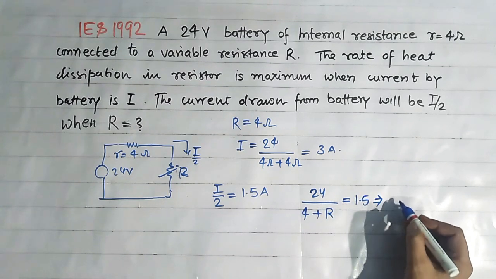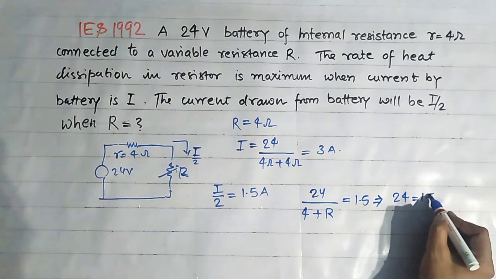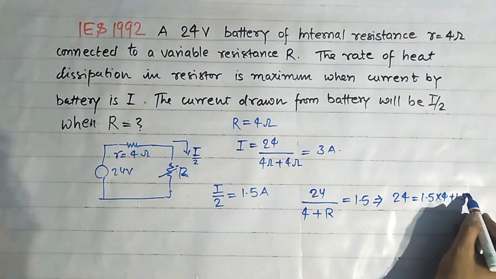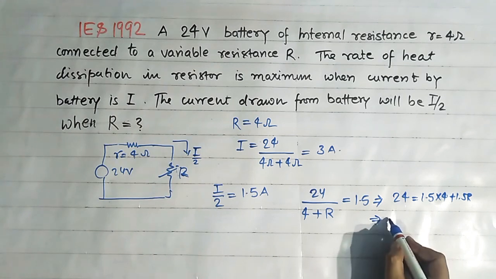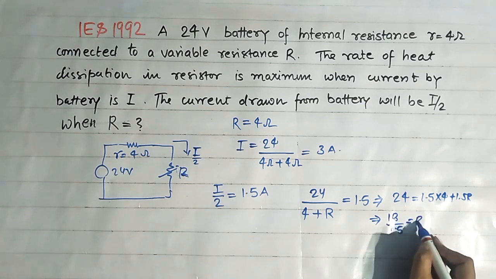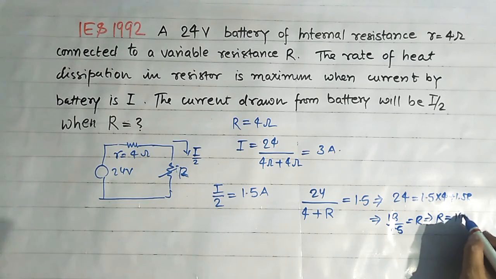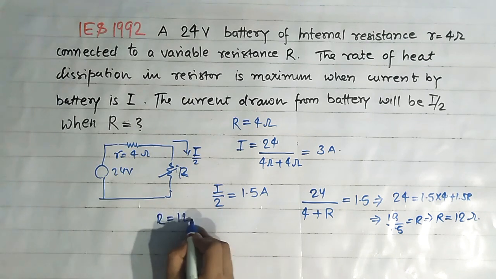So from this, 24 is equal to 1.5 into 4 plus 1.5 R. So that is equal to 18 by 1.5 is equal to R. So we get R is equal to 12 ohm. So here the answer is 12 ohm.